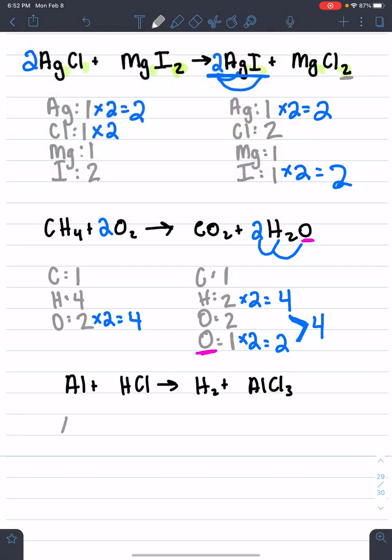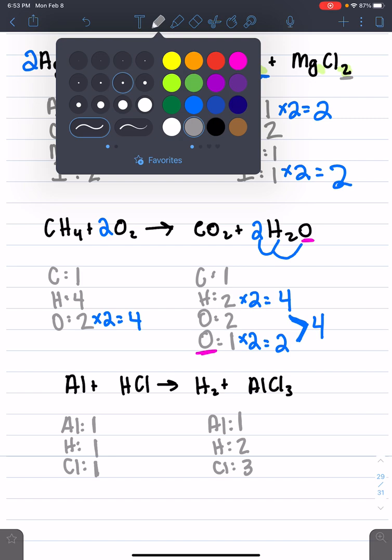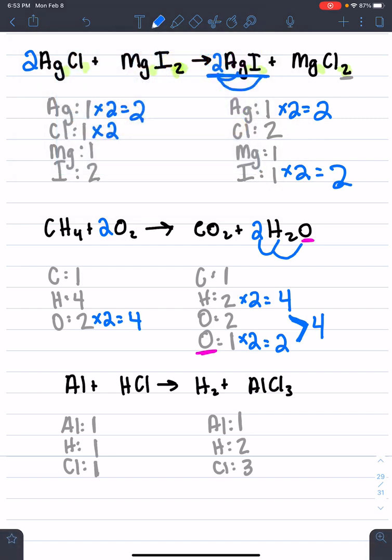So first start off by figuring out how much of each element is in the problem. Alright, so we have 1 Al, we're going to have 1, and we're going to have 1. On this side, we're going to have 1, we're going to have 2, and we're going to have 3. Now I'll show you how lots of people start this problem. So we say our Als are balanced.